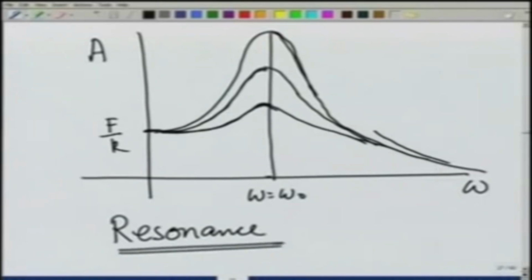Recall that when there was no damping, at driving frequency equal to the natural frequency, the amplitude was growing with time, it was not stopping. Here it becomes maximum, and this is again a phenomenon of resonance. We will see later that at resonance, the power dissipated by the system and therefore power given to the system is also maximum.